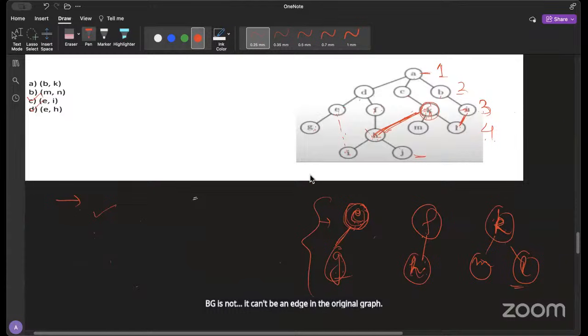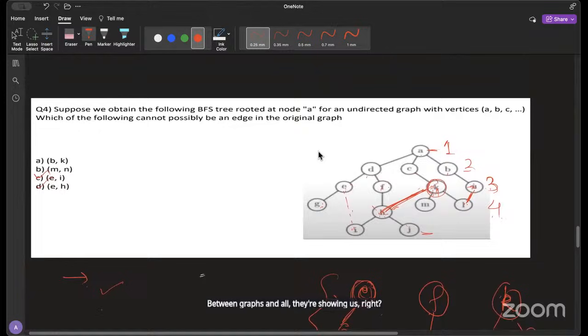But in graphs and all, they're showing us, right? Which graph? Some other question and all, they're making the cycle, right? From first level to second level. In graph, we can see, right? If this is the tree for the graph, then DG can't be an edge. Either that would be DFS approach or that would be a different graph. Tell me the question number, we can discuss it here.